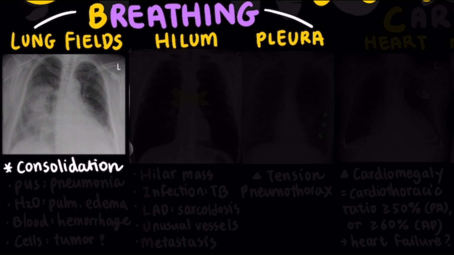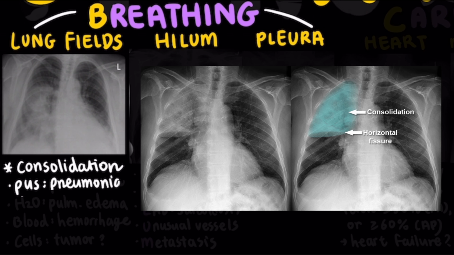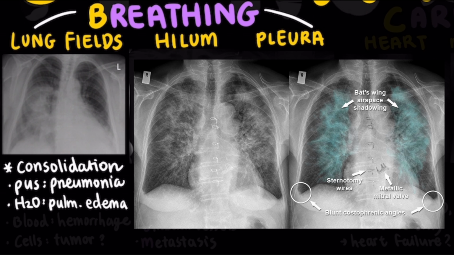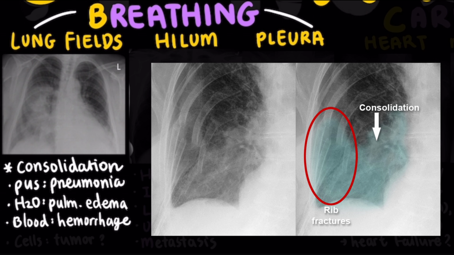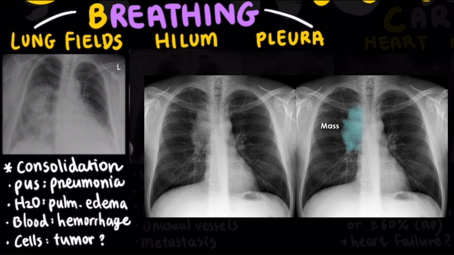It can be caused by different types of material filling the alveoli, such as pus from pneumonia, water from pulmonary edema, blood from pulmonary hemorrhage, and cells in a tumor.